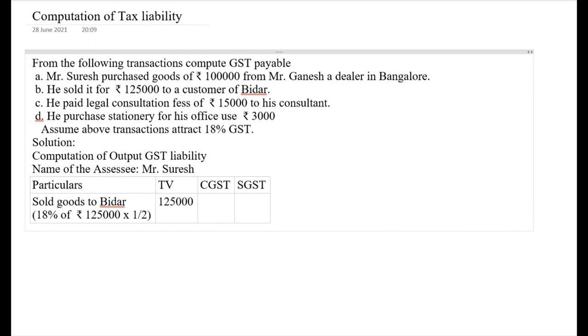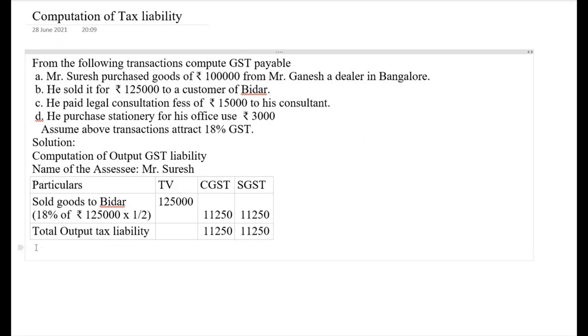So in case of CGST, we will get 18% of 1,25,000. It comes to 11,250 in both the cases. So this is what we got here, the output tax liability. So total output tax liability, that is rupees 11,250. Here also 11,250.